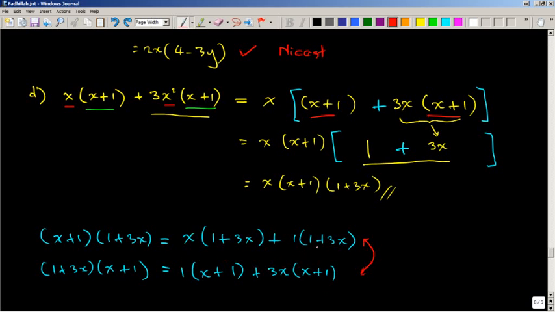And you see, okay. Take a look at your second answer here. Compare that to this. Are they the same? Yeah. They are the same, right? And that is why I was able to factorize it from this line to this line.